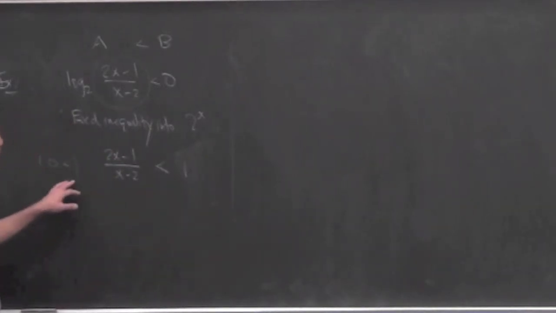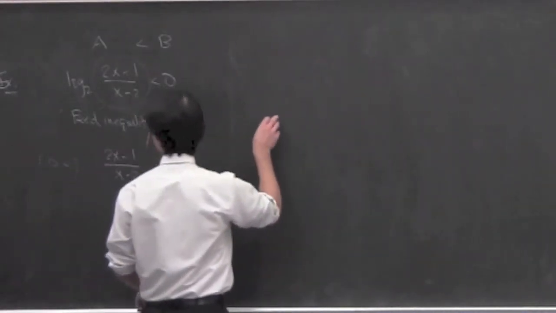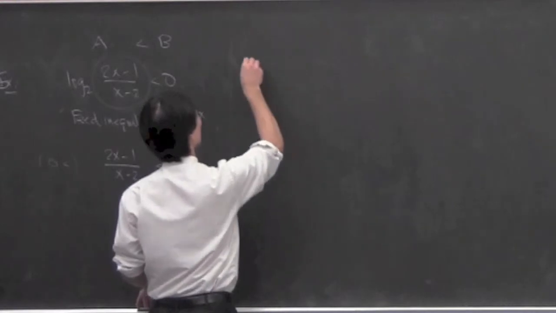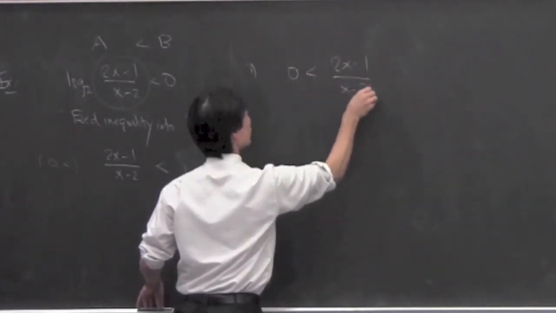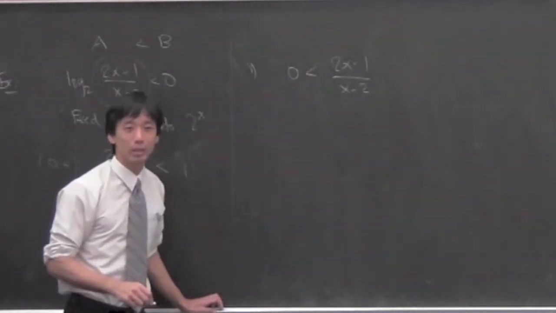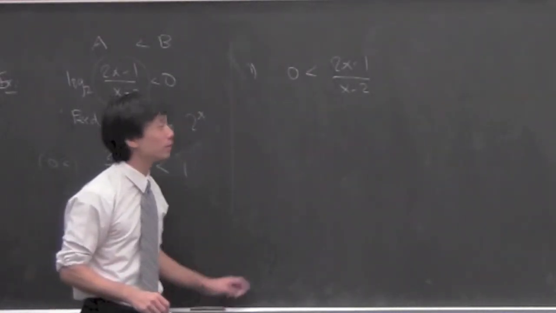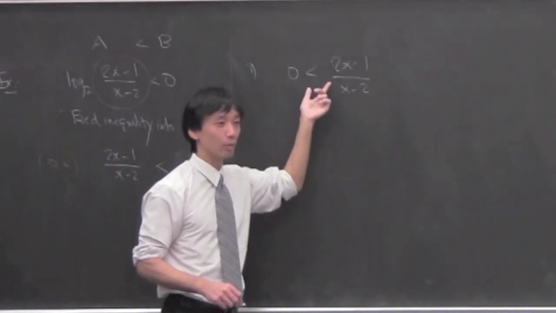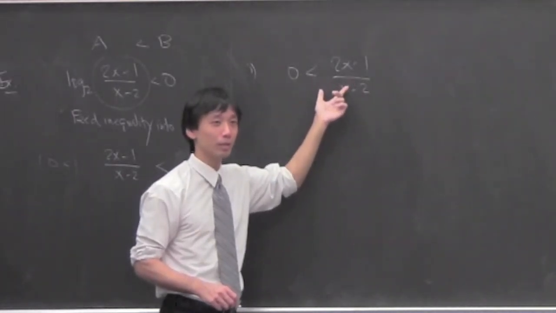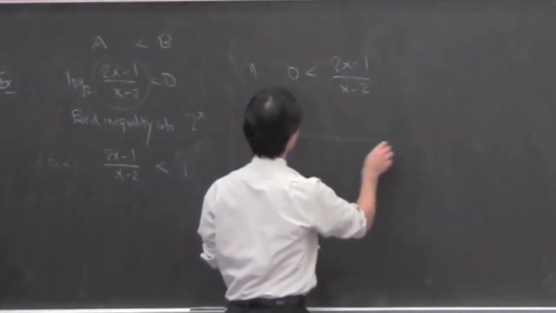Okay. Let's think of this in pieces. Let's do this first piece. 2x minus 1 over x minus 2 must be greater than 0. This you actually know how to solve. This is a rational function, an inequality involving a rational function. You remember how to do it?